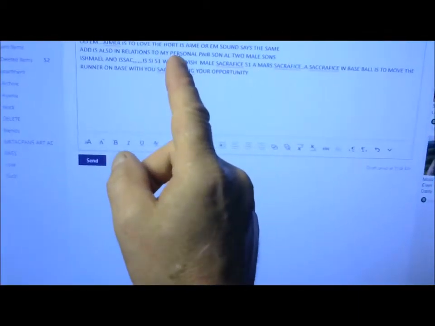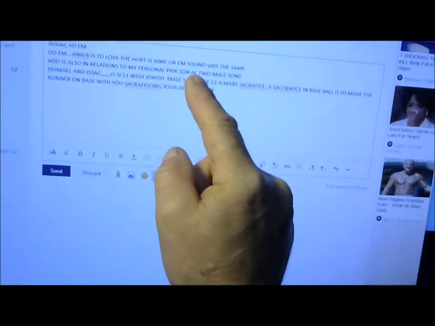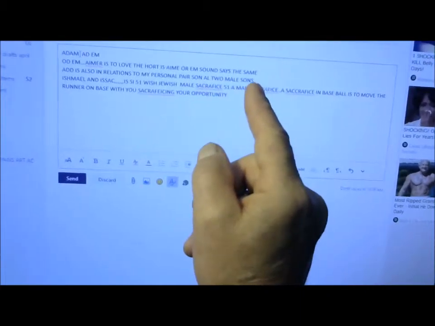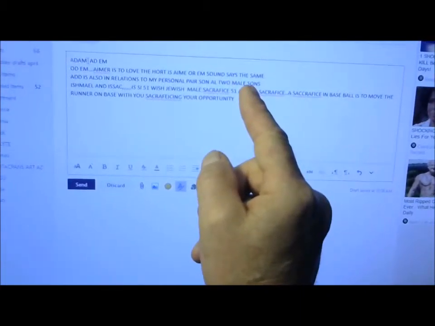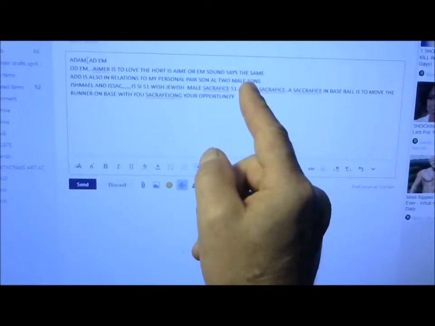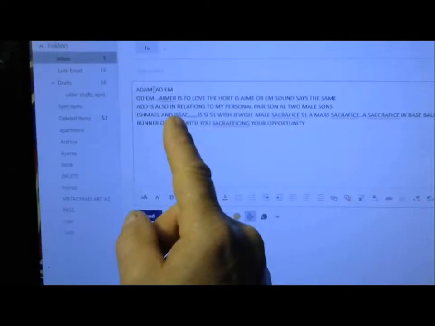When you have relationships to my personal, my pair, which means 2, my 2 sons, when you get al, it becomes male in French, my 2 sons. My 2 sons says our, because backwards in French, it says nos. It also means the wedding of our sons. 2 sons reflecting into Ishmael. 51 and 51 inside Isaac.